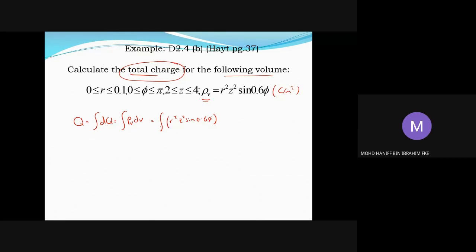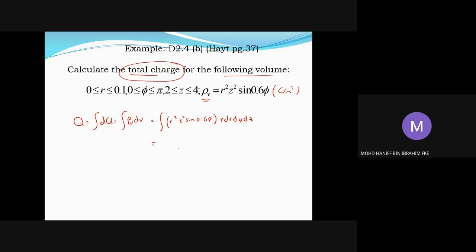Please define the dV for this given problem. R dr dz d theta. Thank you very much, Ali. Okay, r dr dphi dz. Thank you very much. It is very clear that this is the dV for a cylindrical system of coordinates. Well done. Okay, and from here we can proceed with integration.